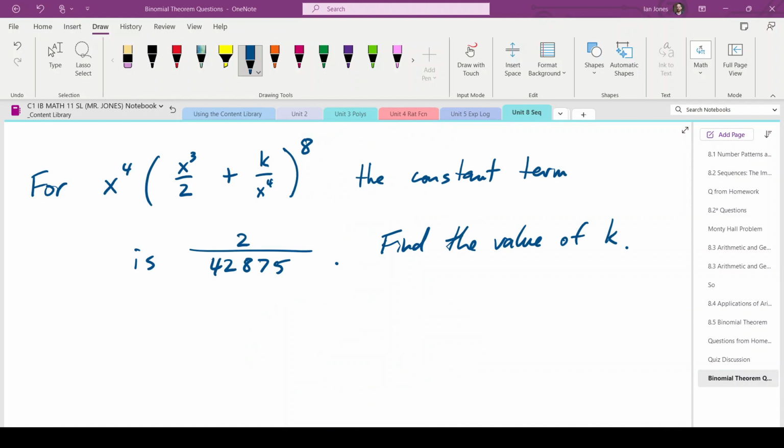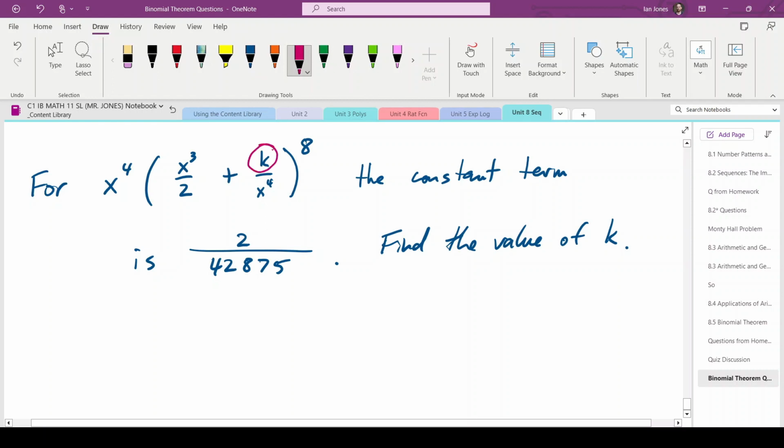In the next question, it's similar but different. So here we have x to the 4 times the binomial x to the 3 over 2 plus k over x to the 4, all to the exponent of 8. And we're told that the constant term is some nasty fraction. And we're asked to find the value of k, this k right here.